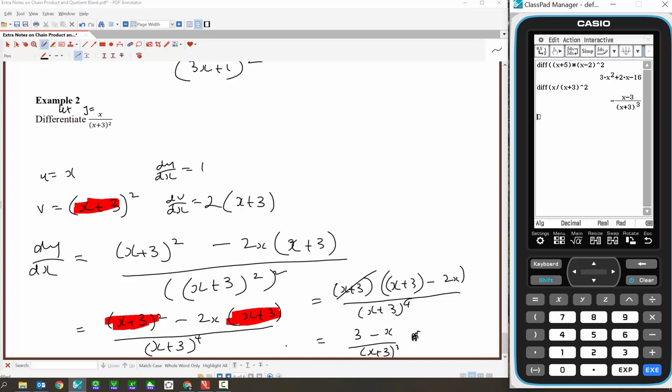Which one should you do? I think this one is fine early in the paper. This one might help you do things. It might help you with a solve or something like that later on in the paper.